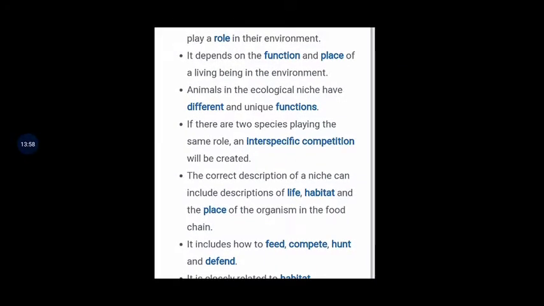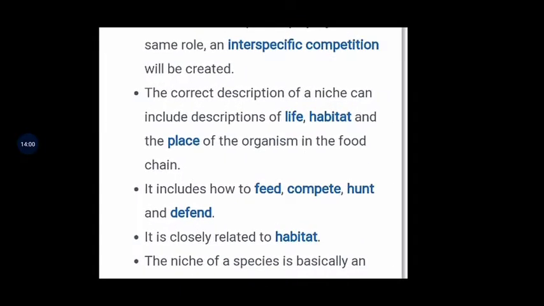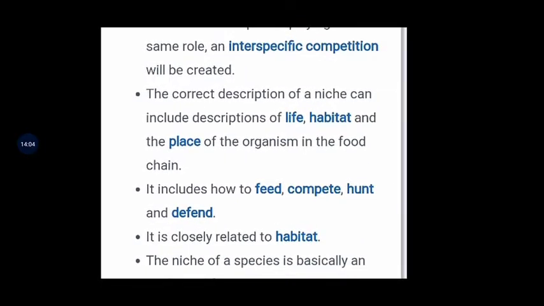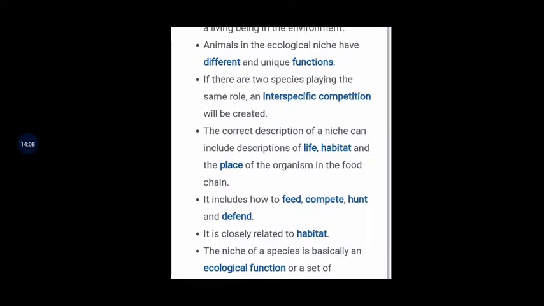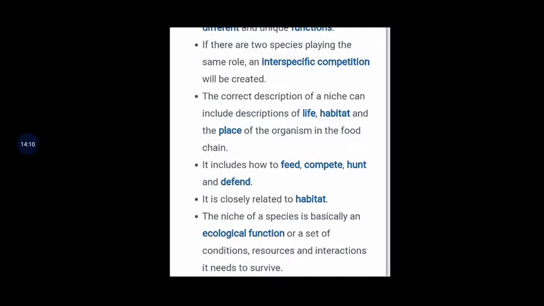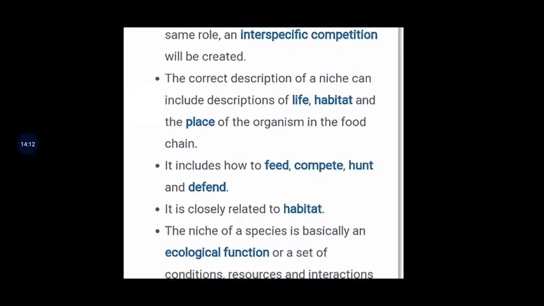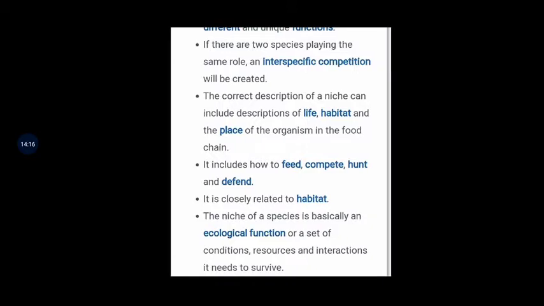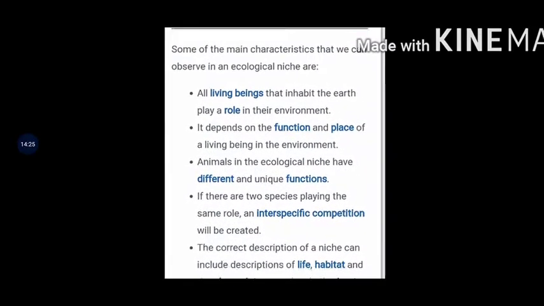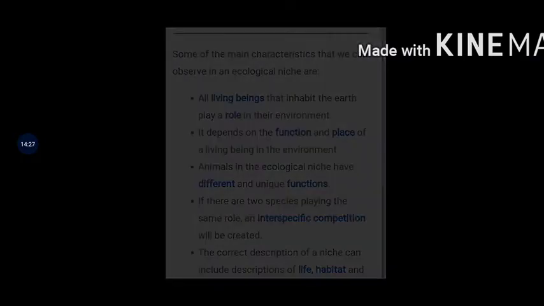The correct description of a niche can include a description of life, habitat, and the place of the organism in the food chain. It includes how it feeds, competes, hunts, and defends. It is closely related to the habitat. The niche of a species is basically an ecological function or a set of conditions, resources, and interactions it needs to survive. So we have explained the characteristics of niche.